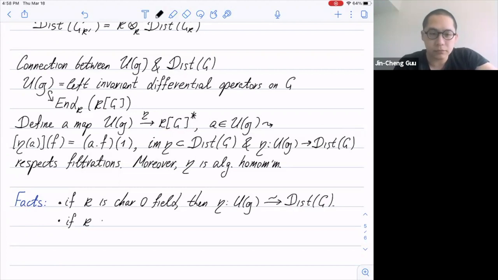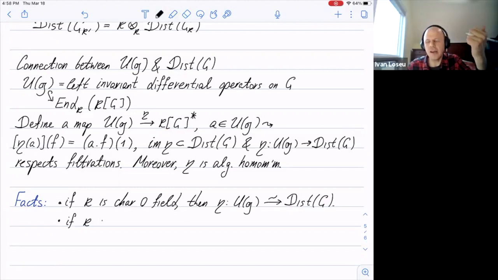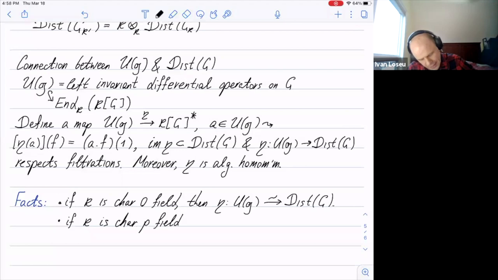Okay. So that's a characteristic zero story. In particular, there is no problem computing distributions over the rationals, and this is what we are going to use. Now, if K is a characteristic p field, then our homomorphism is very far from being an isomorphism.